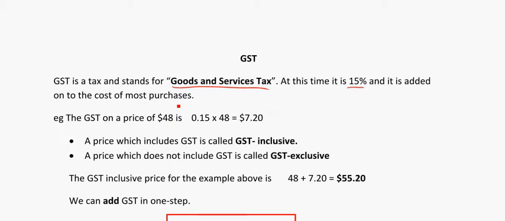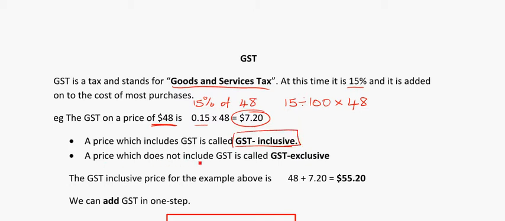So let's find out if we're asked to find the GST on a price of $48, we are going to find 15% of it, and we know to key that into our calculator as 15 divided by 100 times 48, or if you know that 15% is 0.15, you can go straight to that, 0.15 times 48, and so the GST on $48 is $7.20. Now, a price which includes GST is called GST inclusive.